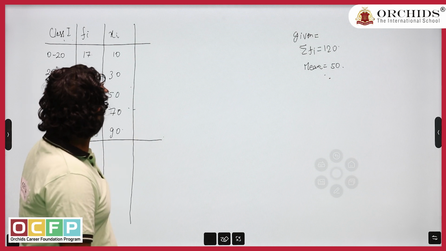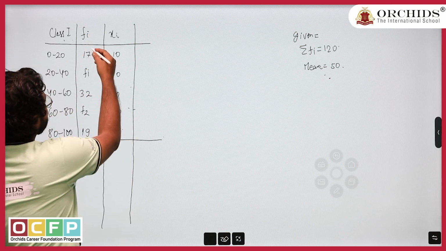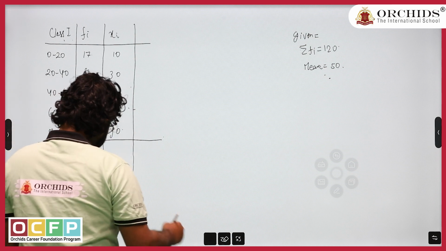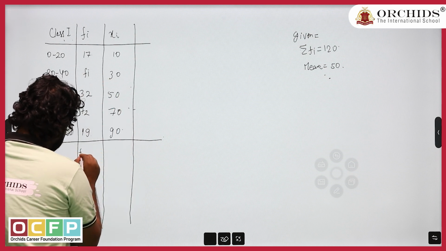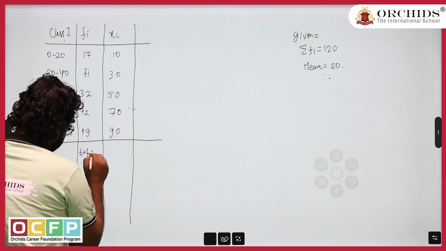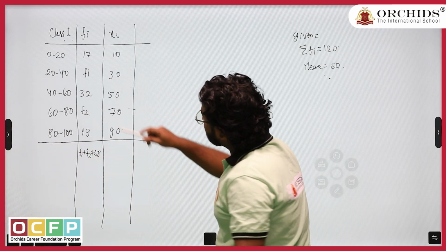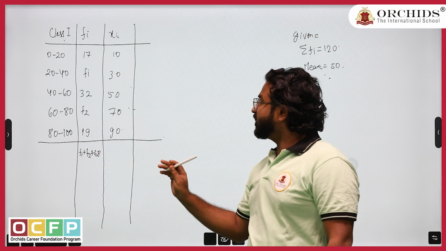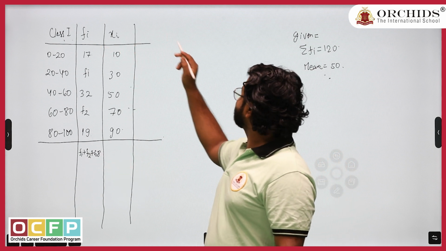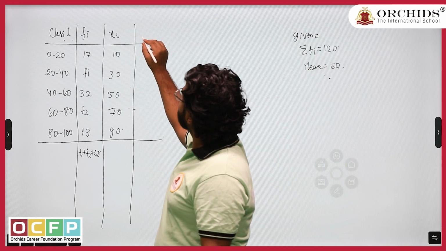Now what do I want? Sigma fi. Sigma fi will be how much? We have to add all three, which is f1 plus f2 plus 68. If I add all of this, I get f1 plus f2 plus 68. Now I need the fixi value, because in the formula we need fixi.